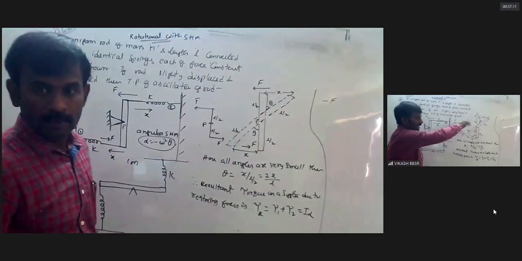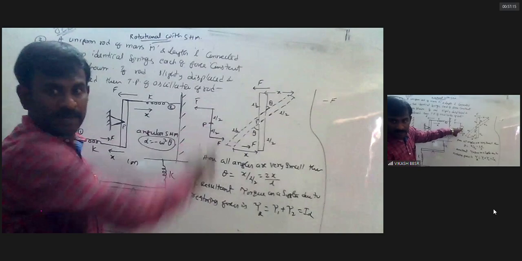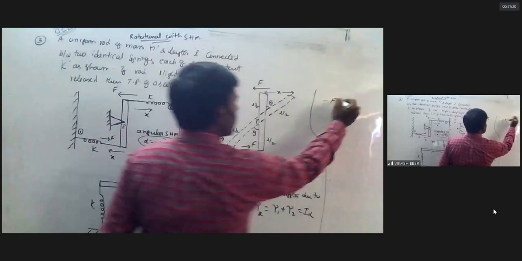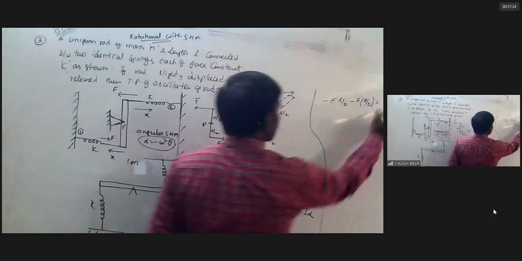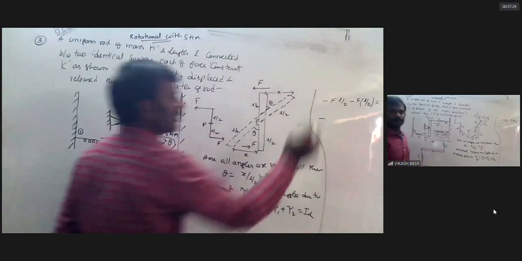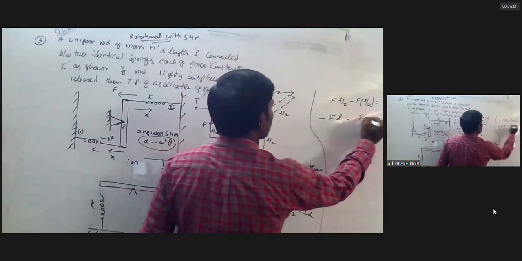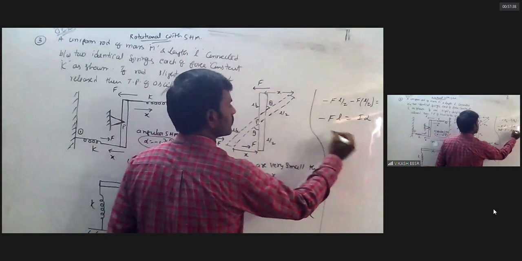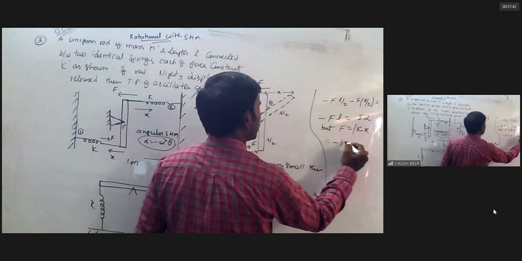See, both are moving like this. How much is the perpendicular distance? L by 2. So minus F into L by 2, plus this one also minus F into L by 2, equal to I into alpha. Now minus F L equal to I alpha. But F equal to kx. So therefore minus k into x L is equal to I alpha.